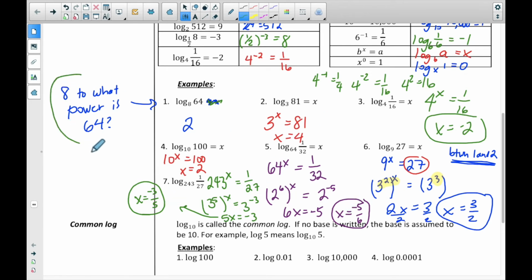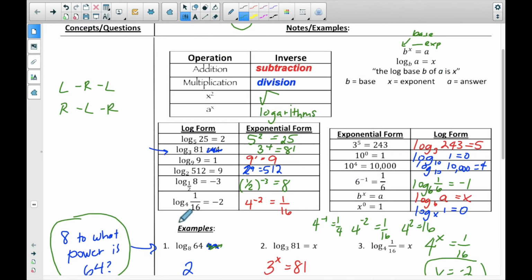The main thing is you think 8 to what power is 64? 10 to what power is 100? 243 to what power is 1 over 27? So this is kind of the question that you're asking yourself. And if you get stuck and you're not really sure how to set it up, think about left, right, or right, left, right. Depends on which way you're going.